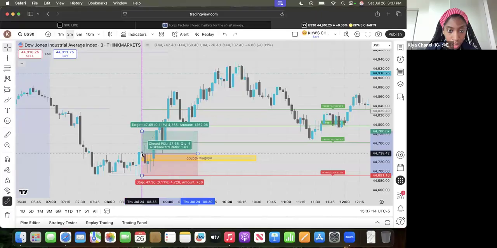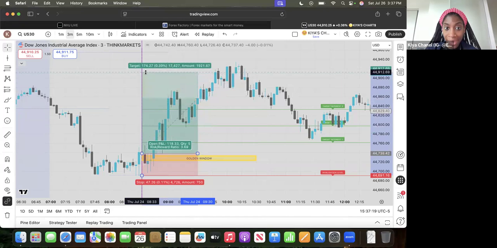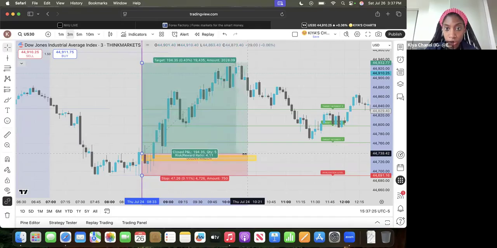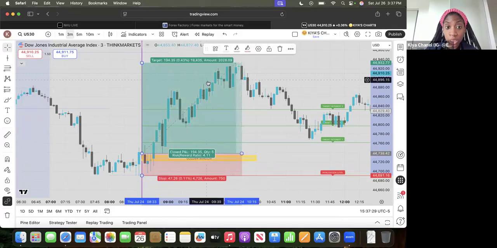You would have got into the market around here. And look at what Skywalker did. It went past the target 3. Way past the target 3. This is a 1 to 4 risk to reward.